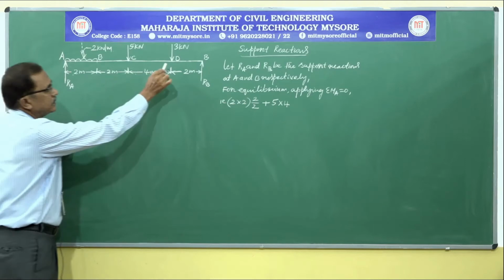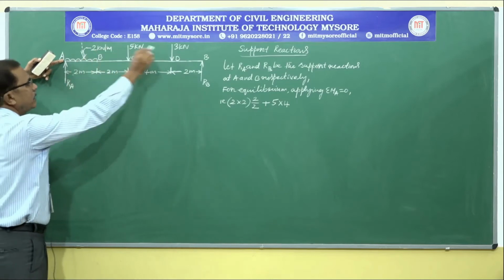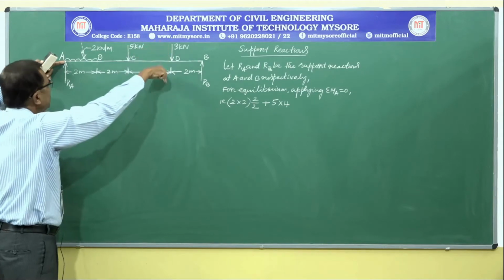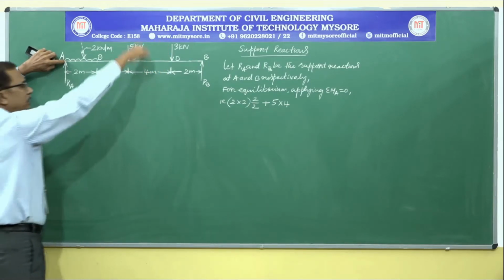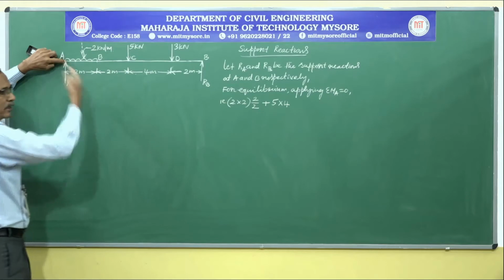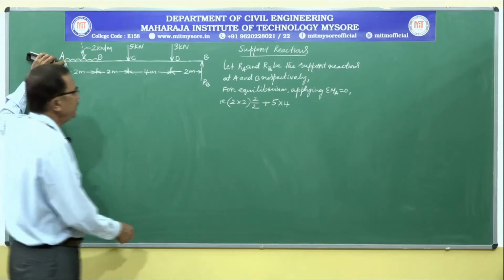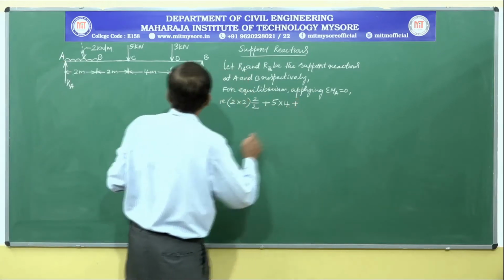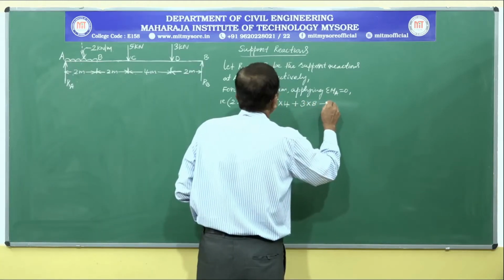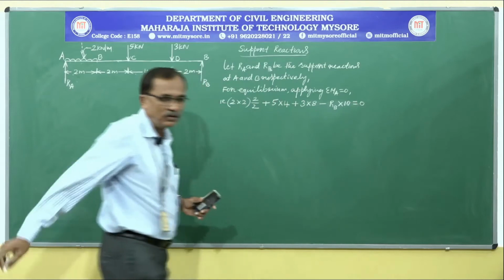Next, consider 3 kilonewton. Again, about point A, this 3 kilonewton is also creating a clockwise moment. It is the tendency of the force to rotate the beam. Consider this as the moment center. If you consider only this 3 kilonewton, the tendency is to rotate the beam in the clockwise direction because of this load. So this is again a clockwise moment, plus 3 into 4 plus 4, 8 meter, 8, minus RB into 10, that is equal to 0.